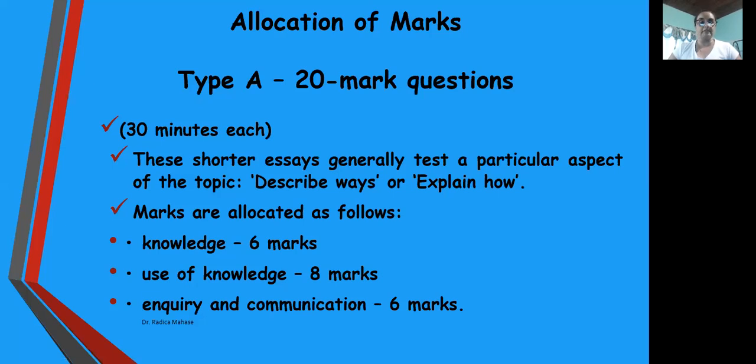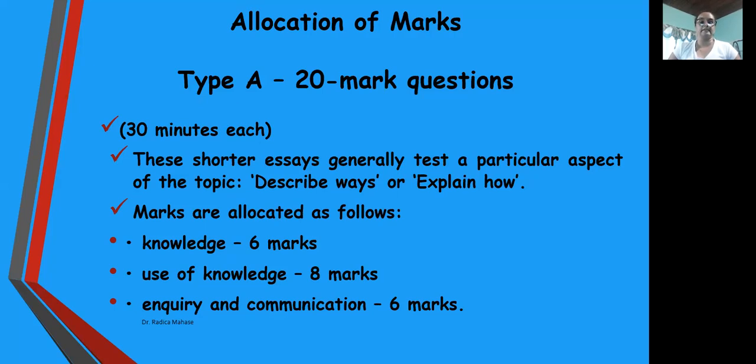What is required for each type of exam question? Type A questions are the 20-mark questions, which are shorter essays. You are giving yourself 30 minutes each to do 2 of those essays. So that would be 1 hour to do your 2 type A essays, your 20-mark questions.